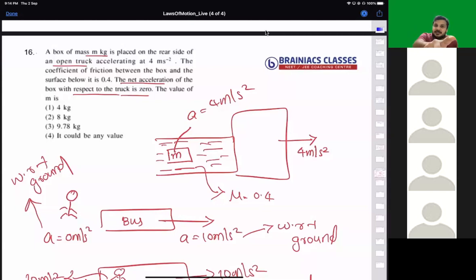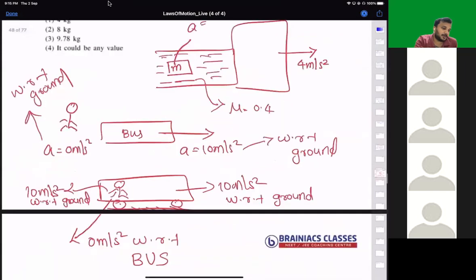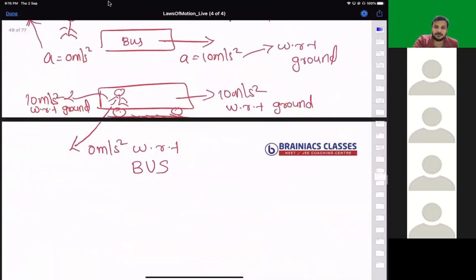The last sentence of the question is important: the net acceleration of the box with respect to the truck is 0, meaning the box has 4 meter per second square, the same as the truck. Understood? Okay, now I have to explain the question. Now it is clear, right?